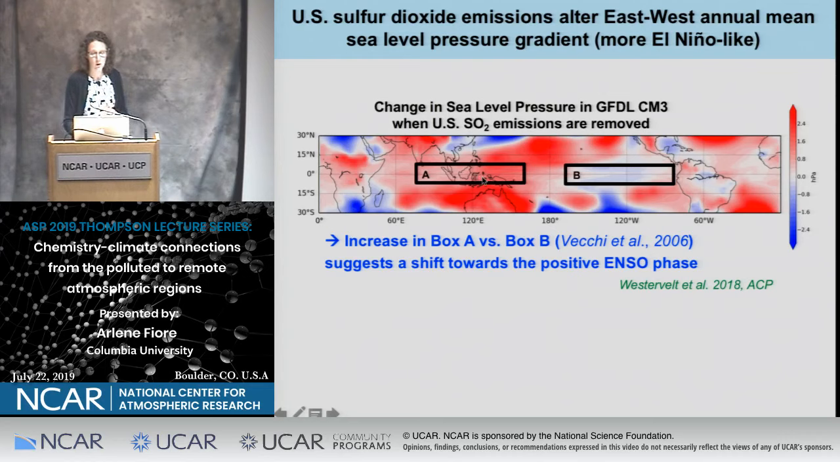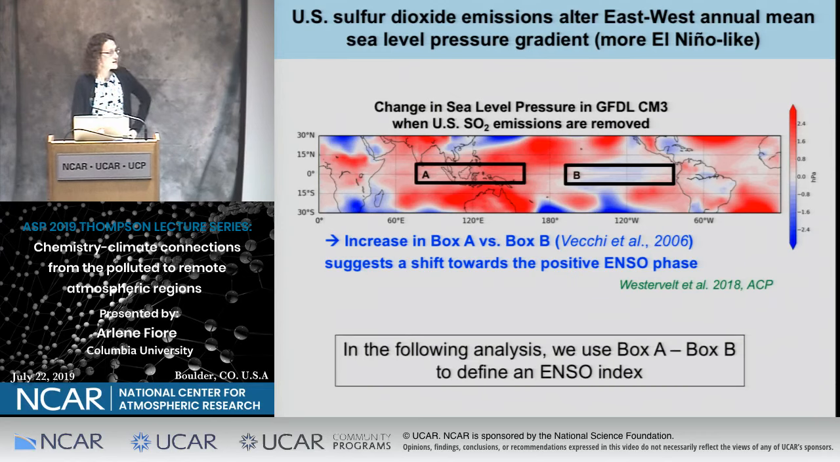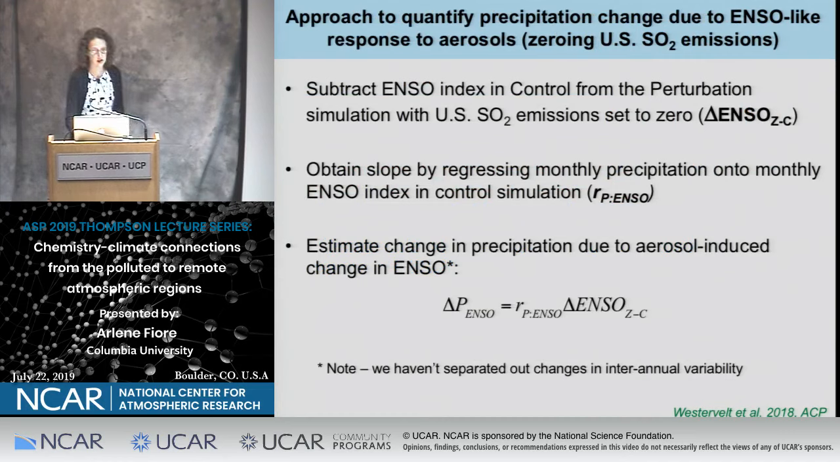And what we're looking at here is a difference in sea level pressure when the US SO2 emissions are removed relative to that control simulation. And so it suggests this shift towards the positive ENSO phase when we remove the US SO2 emissions. For the following analysis, we define our ENSO index as that pressure difference between box A and box B. We do that in the control simulation and in the zero out US SO2 simulation. Then we subtract that ENSO index in the control from the perturbation simulation where we've zeroed out the US SO2 emissions.